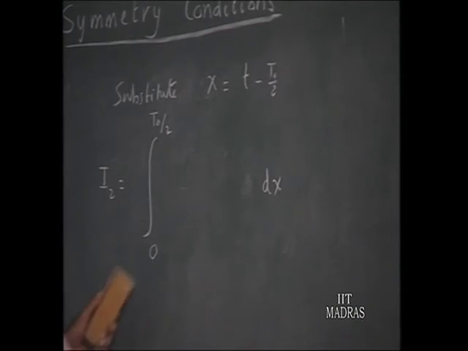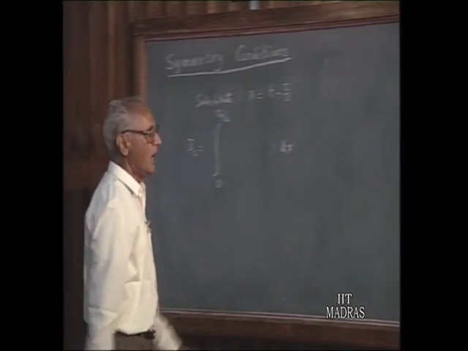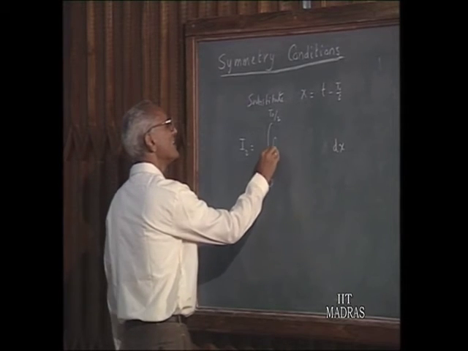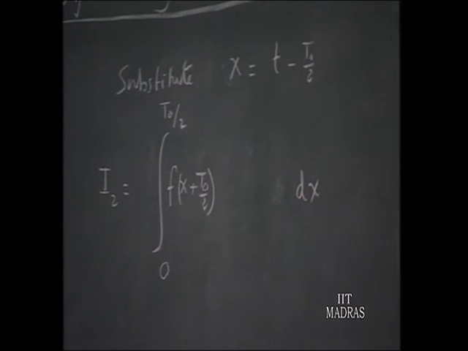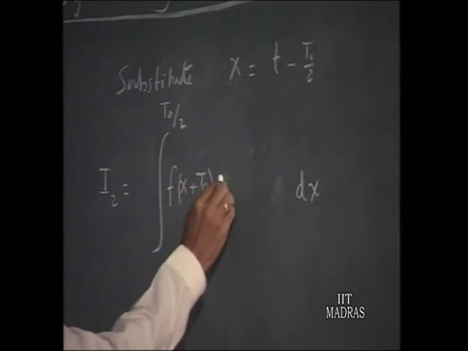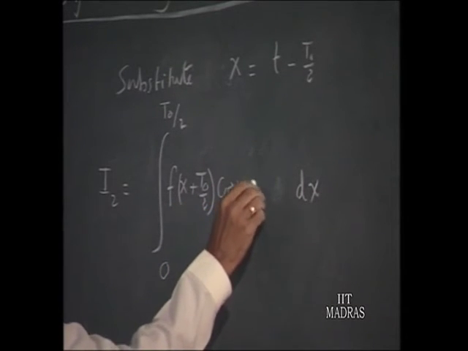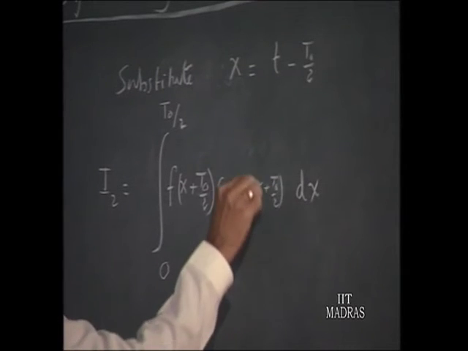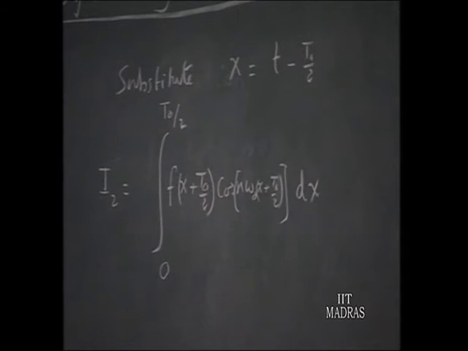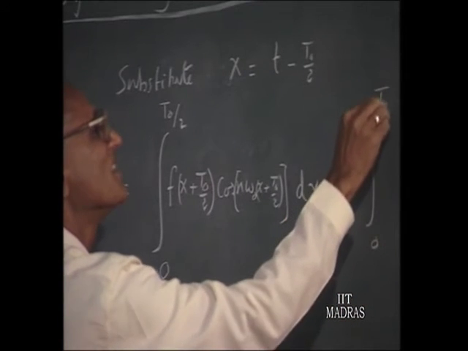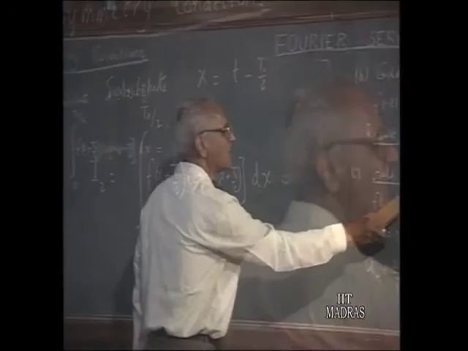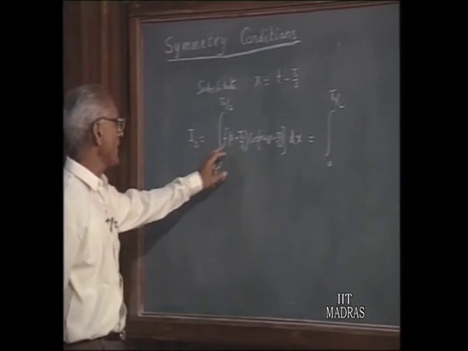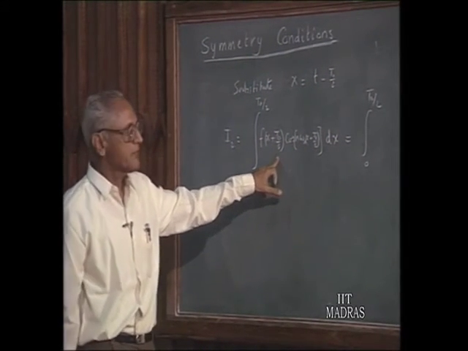So, you can see now that the integral limits are corresponding to this straight away. F of t will be f of x plus t naught upon 2, because t equals x plus t naught upon 2, and we have in addition cos n omega x plus t naught upon 2 dx. That is what it is. Okay. Now, this will be 0 to t naught upon 2, and see, by virtue of this relation, f of t plus t naught upon 2 is minus of f of t, f of x plus t naught upon 2 is minus of f of x.